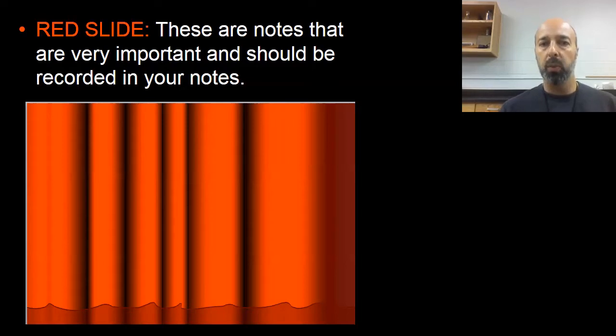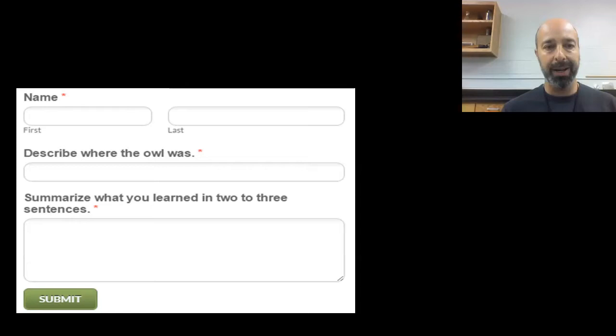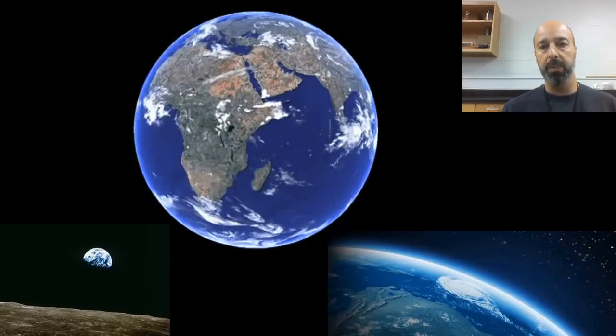Remember, for your homework assignments, every time you see a red slide, that means you're going to have to write something in your notes. Don't forget to look for the owl and describe where he is. And last but not least, give me a 2 or 3 sentence summary. If you want to do more, that's fine, but at least 2 or 3 sentences summarizing the main things that you learned in this lesson. You need to complete all of those parts in order to get full credit on your homework assignment.